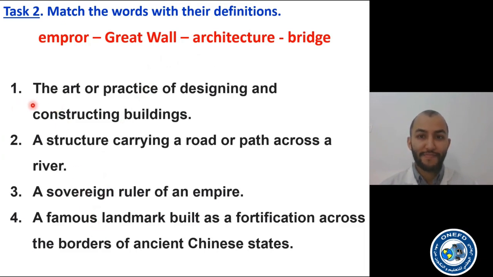The first one is the art or practice of designing and constructing a building. Okay. Number 2, a structure carrying a road or path across a river. Okay. Number 3, a sovereign ruler of an empire. Number 4, a famous landmark built as a fortification across the borders of ancient Chinese states.